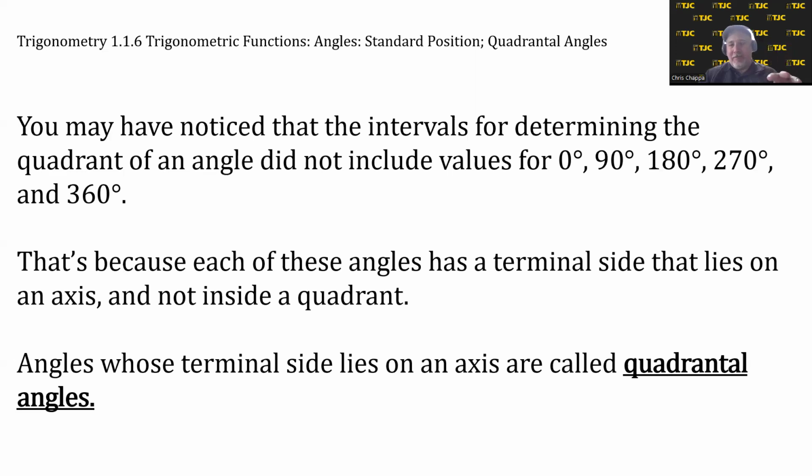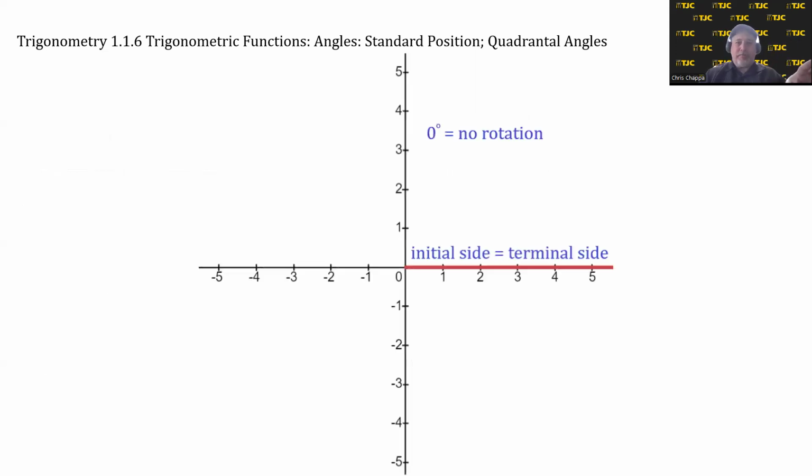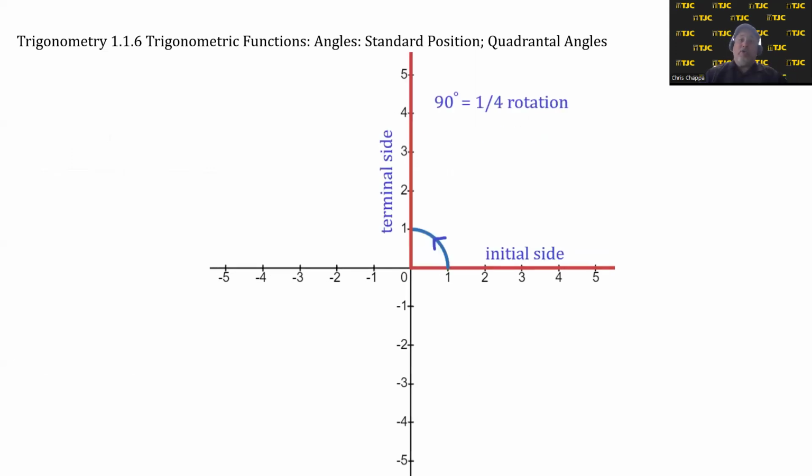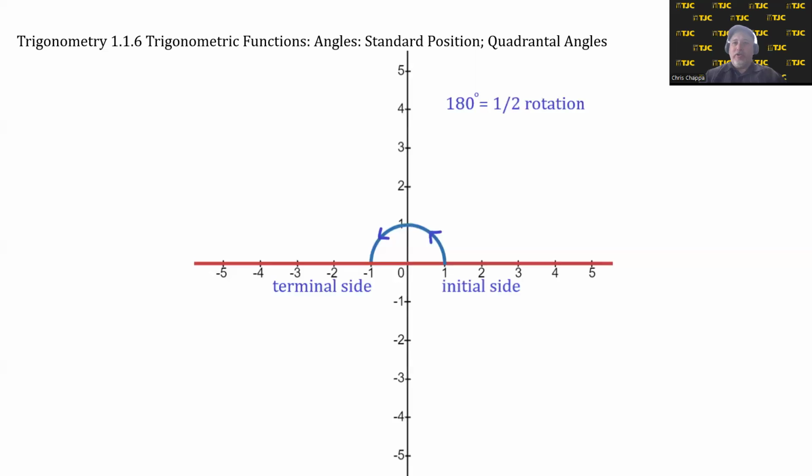Quadrantal being the adjective form of the noun quadrant. For example, 0 degrees, no rotation, is a quadrantal angle. Its initial side is on the positive x-axis, but so is its terminal side. The next quadrantal angle is 90 degrees, 1/4 of a rotation. The terminal side is on the positive y-axis. The next quadrantal angle is 180 degrees, a half rotation. Remember, the initial side is always on the positive x-axis. For 180 degrees, the terminal side is on the negative x-axis.